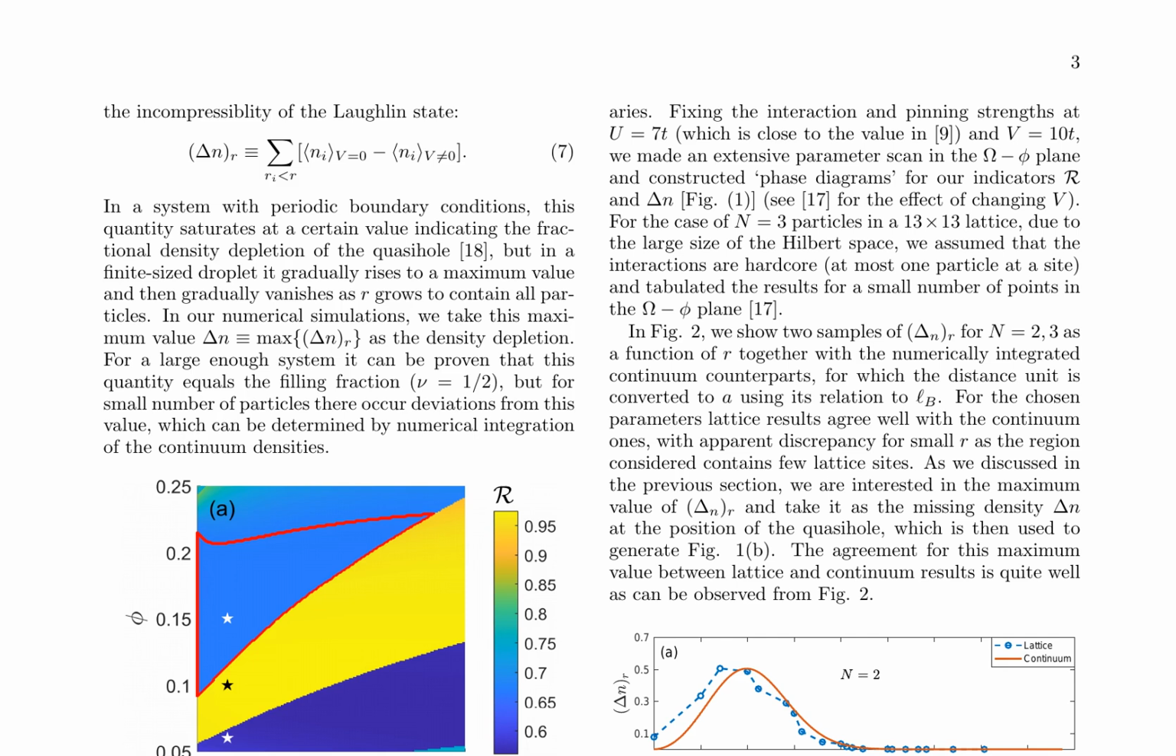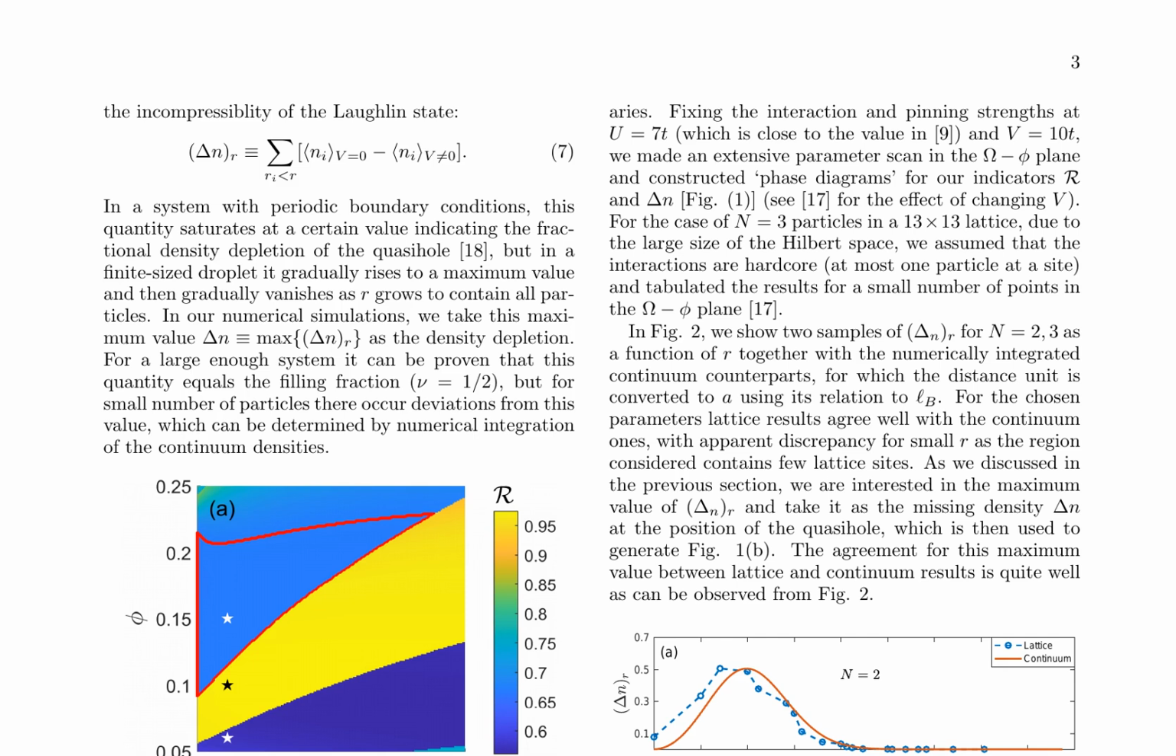The incompressibility of the Laughlin state is a crucial aspect of quantum Hall physics, with the quantity increment n representing the fractional density depletion of the quasihole. In systems with periodic boundary conditions, this quantity saturates at a certain value, indicating the fractional density depletion. However, in a finite-sized droplet, it gradually rises to a maximum value and then vanishes as the system size increases. This maximum value of increment n is taken as the density depletion and is used to generate phase diagrams.